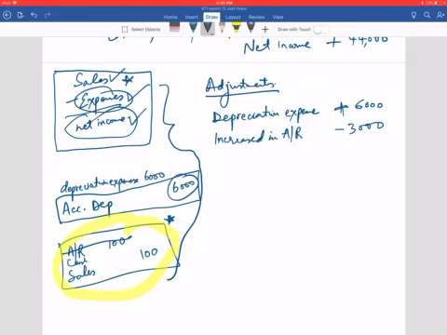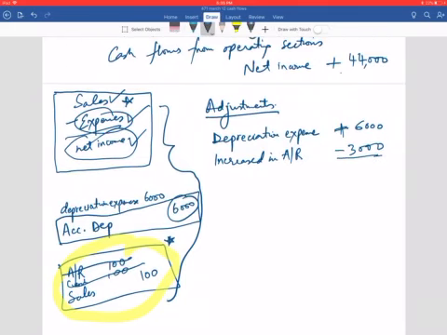Ideally this should have been cash. So here it should be cash debit. It should have been, but it's not. It's accounts receivable credit. So accounts receivable debit means accounts receivable increased. So we are saying increase in accounts receivable means we did not receive cash for it.